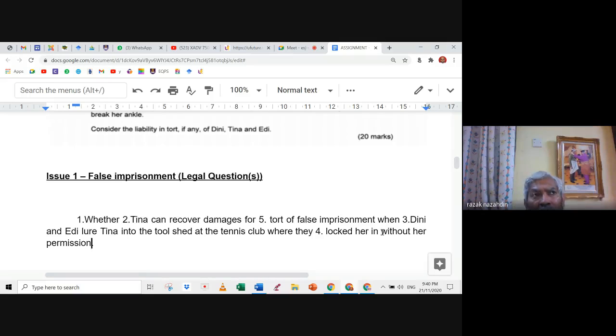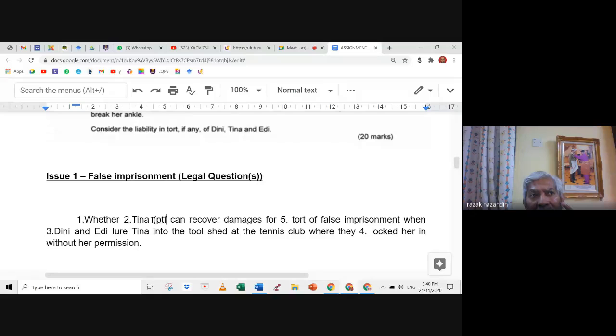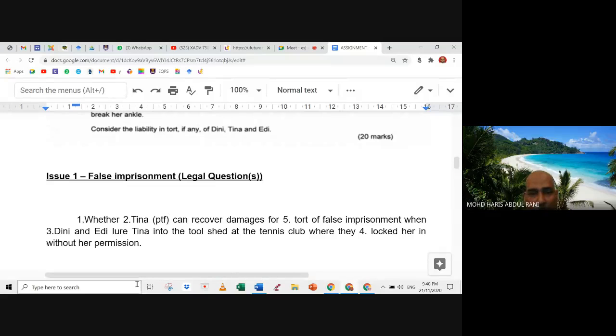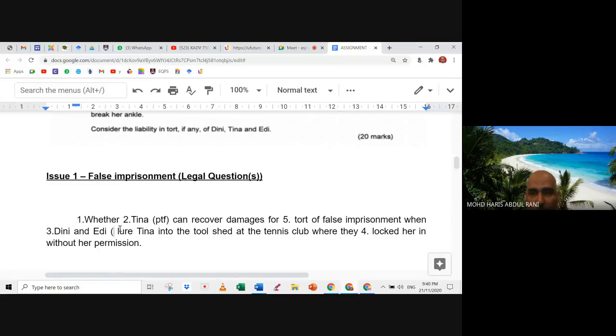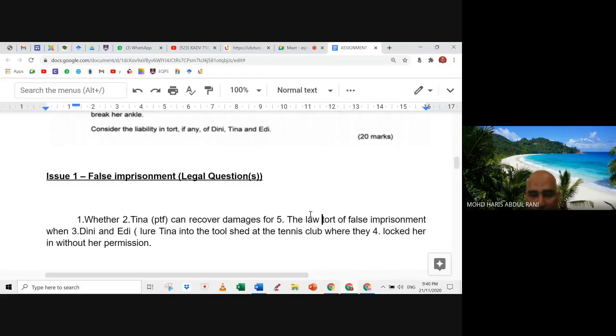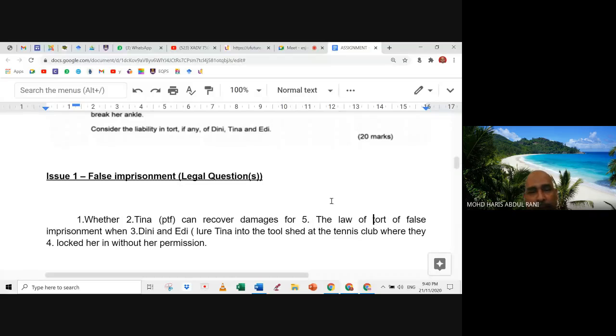Kami dalam topik isu dia ada 5 elemen. Satu, who are the parties, plaintiff, defendant. Dua, what was the action done? Ya. The false imprisonment tu masuk kat mana? Kalau we are going straight to the law, nombor 5 dah ada false imprisonment, nombor 5, for the law of tort of false imprisonment. Pun boleh dia, tak ada masalah.